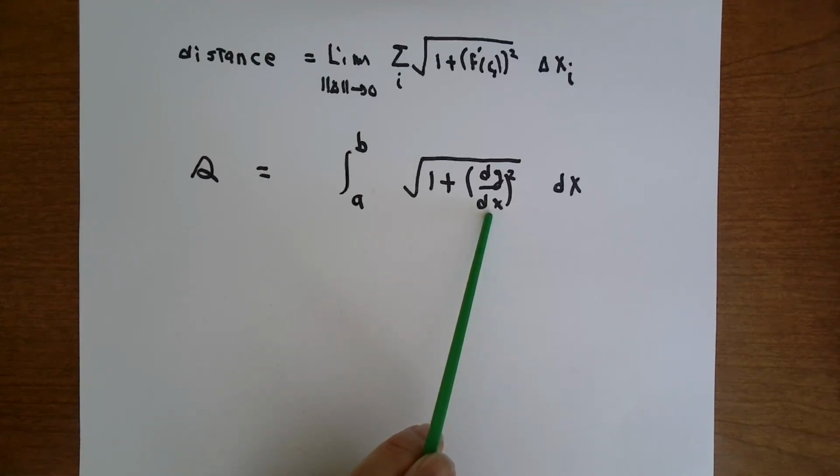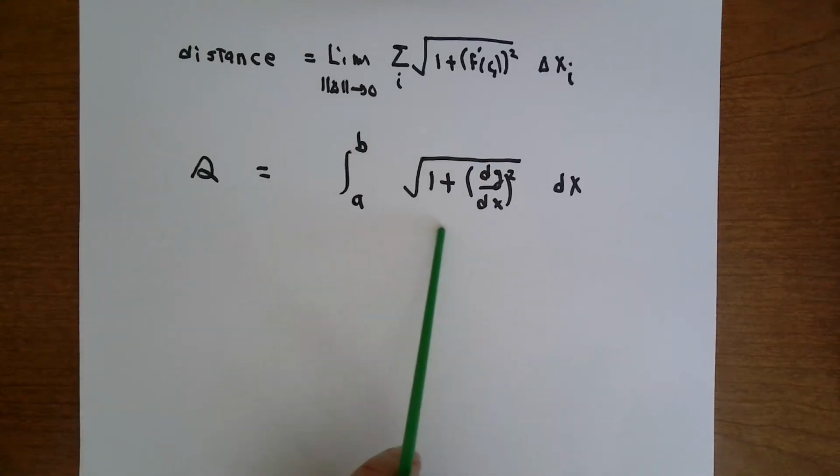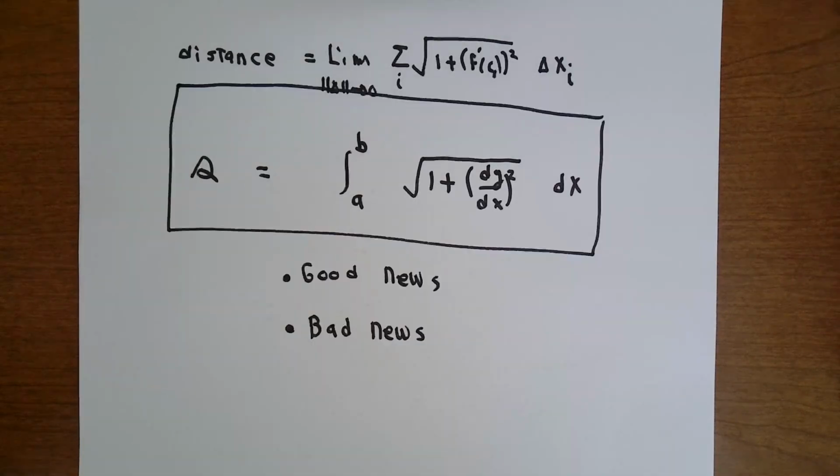For some historical reason, people like to use the lowercase letter s to represent arc length. My printed s looks so much like a 5 that I've decided that I'm going to use lowercase cursive s. So this is going to be my generic formula for arc length when the function is defined as y being a function of x. There is both good news and bad news.